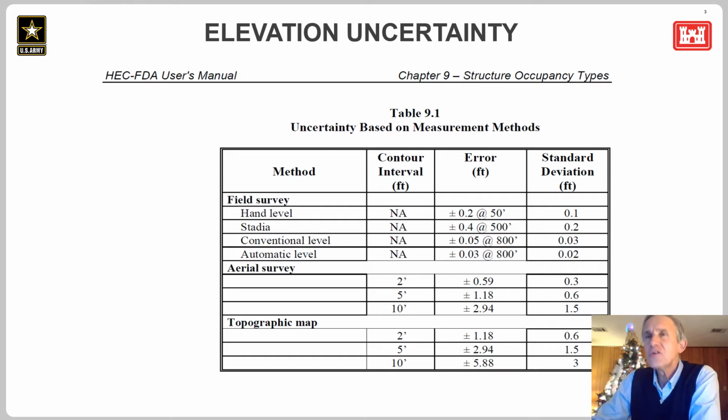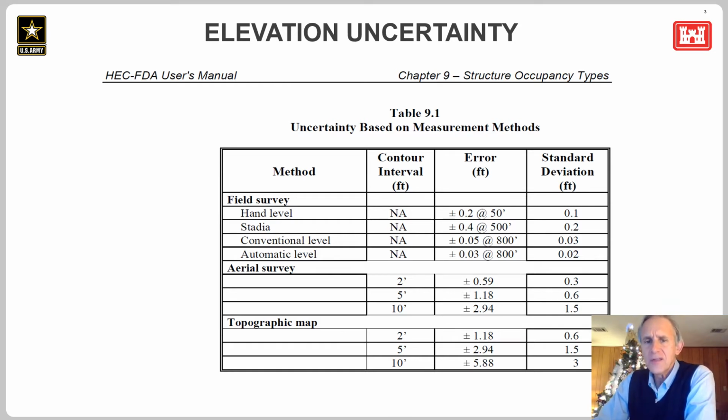With the 2-foot contours, you can see in the table, using the aerial survey, the error associated with a 2-foot contour is plus or minus 0.59 feet. And then in the fourth column, the standard deviation is 0.3. So how did they get from the error being plus or minus 0.59 feet to 0.3 feet standard deviation? We're going to look at that.